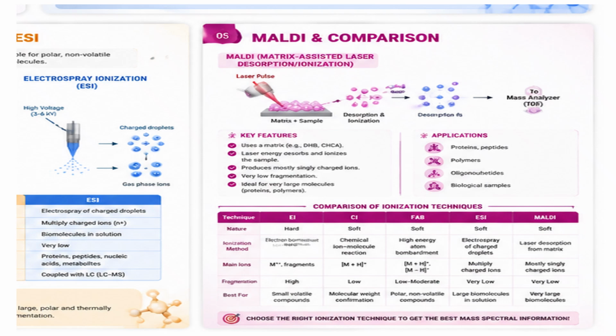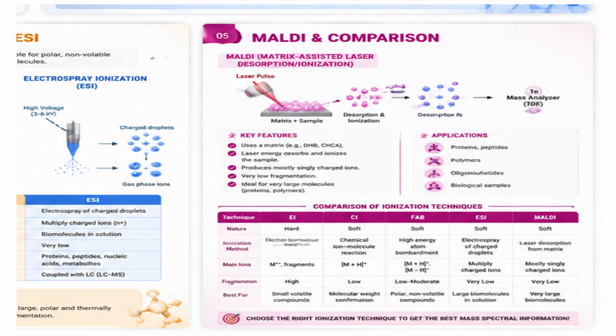Now, if we compare the ionization techniques, EI is a hard ionization technique. It uses electron bombardment, gives high fragmentation, and is best for small volatile compounds. CI is a soft technique. It uses chemical ion-molecule reactions, gives low fragmentation, and is useful for molecular weight confirmation. FAB is also soft. It uses high-energy atom bombardment and is good for polar, non-volatile compounds.